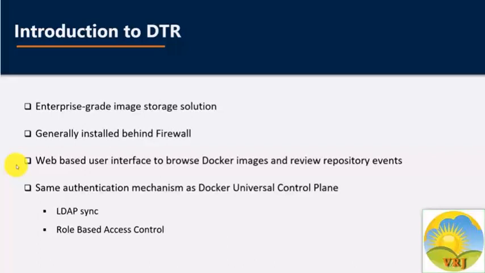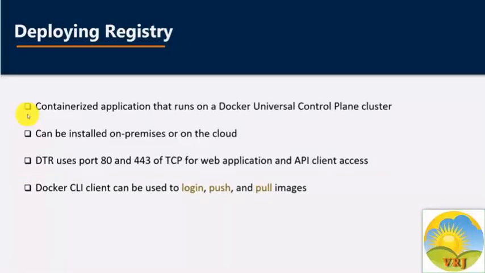and review repository events. DTR is highly available through the use of multiple replicas of all containers and metadata such that if a machine fails, DTR continues to operate and can be repaired. DTR uses the same authentication mechanism as Docker Universal Control Plane. Users can be managed manually or synchronized from LDAP or Active Directory. DTR uses role-based access control, also known as RBAC, to allow you to implement fine-grained access control policies for your Docker images.